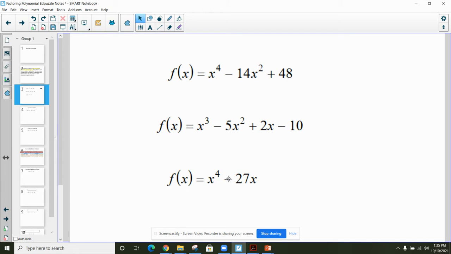And then this last one is a binomial. Right now it's a fourth degree binomial, but they have a GCF, and if we take out the GCF, it becomes a cubic. If we have a cubic binomial where the first term and the last term are both perfect cubes, we can use a special pattern to help us factor the sum and difference of two cubes. So these are the three that we're looking at and we're going to talk about throughout this lesson.